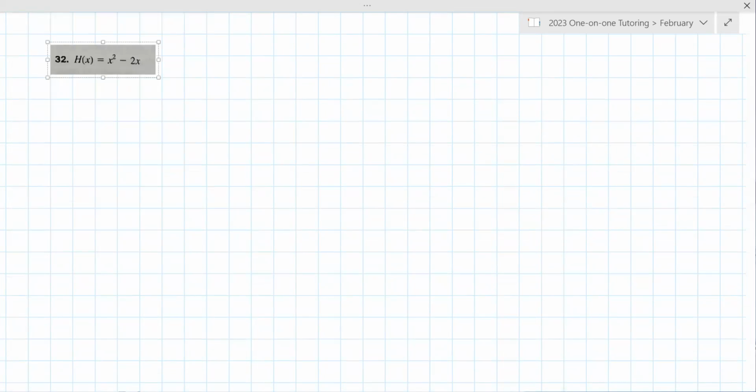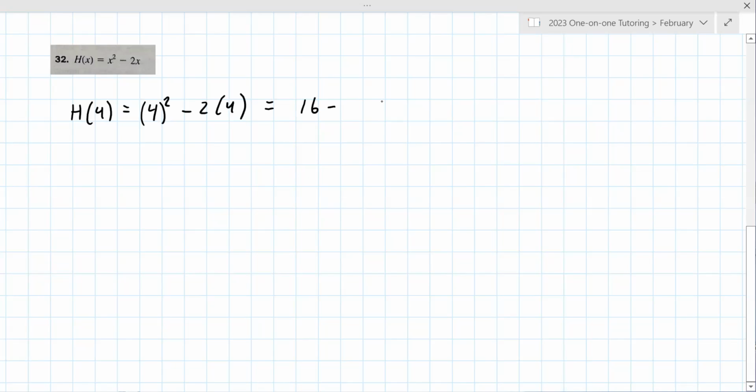So the instructions for 32 say to find h of 4 and h of -4. So you're literally putting 4 in for x. 4 squared minus 2 times 4. Again, wherever you see an x, you're substituting in. I like to do that in parentheses. 4 squared is 16. 2 times 4 is 8. This is 8. And then h of -4.